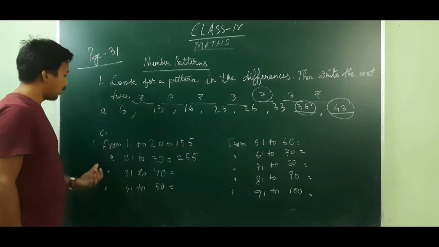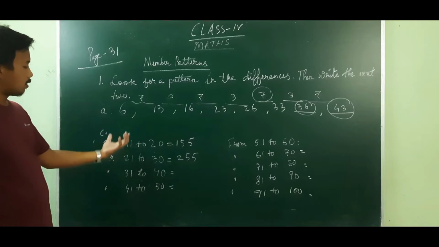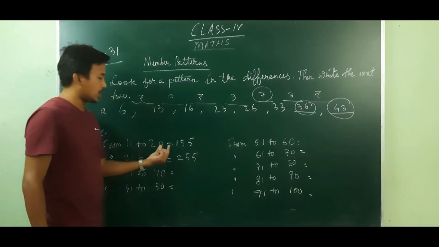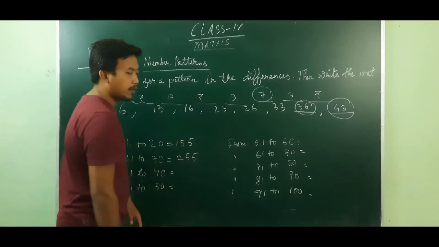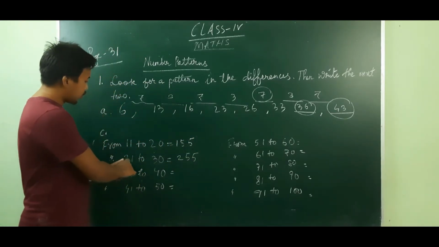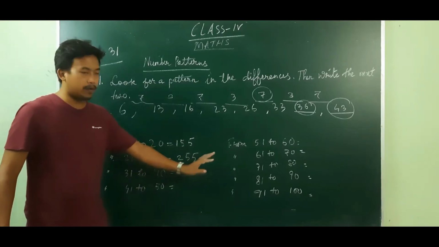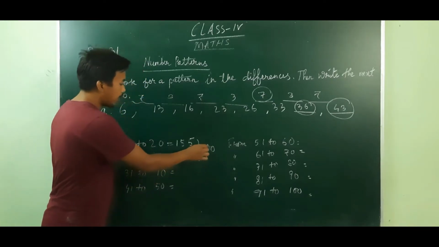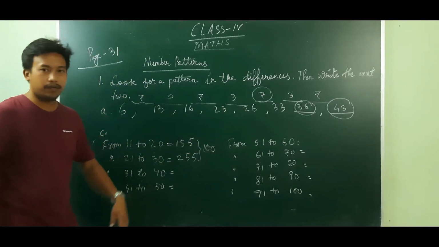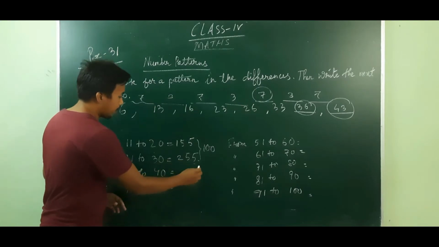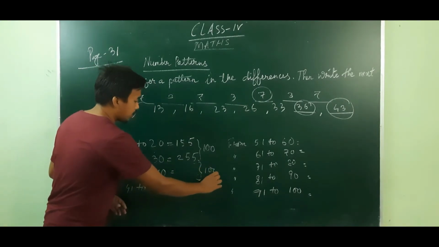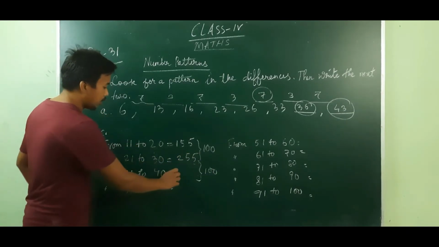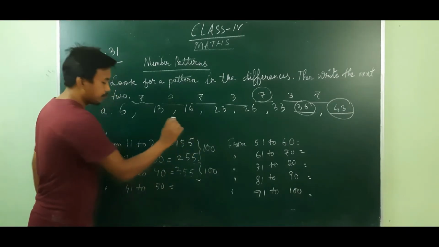Now question number C, you have to follow the pattern again. From 11 to 20, it becomes 155. From 21 to 30, it becomes 255. That means there is a difference of 100 here. If you add 100 to 155, the answer is 255. Again, from this 255 to the next number there will be 100. You have to add 100 to this number, that is 255 plus 100. It will be 355.